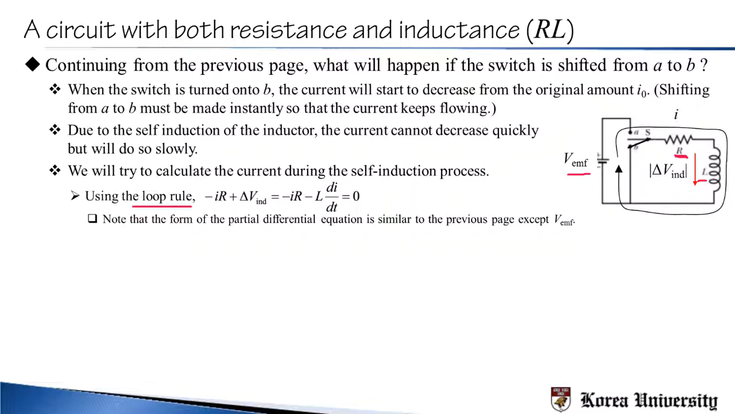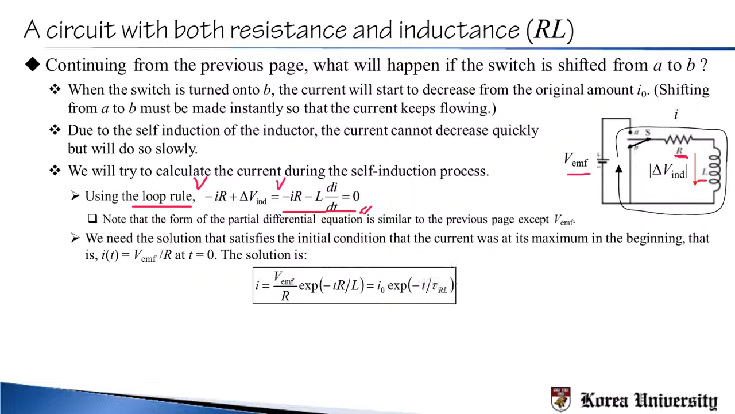So going around the loop, originally in the previous page, we had this VEMF here. Only that part has disappeared. So we actually have a similar form. And since this equation looks similar, the solution also has to look similar. And again, this is the final solution we get.